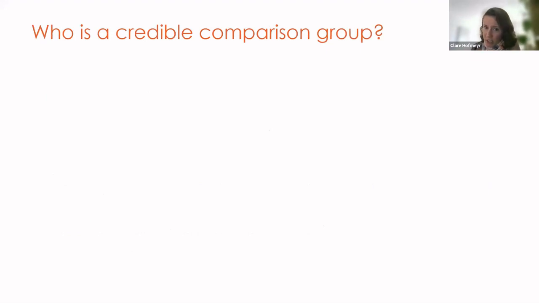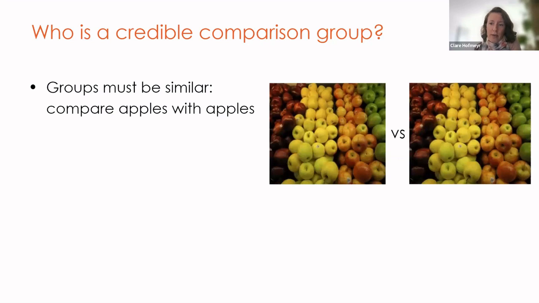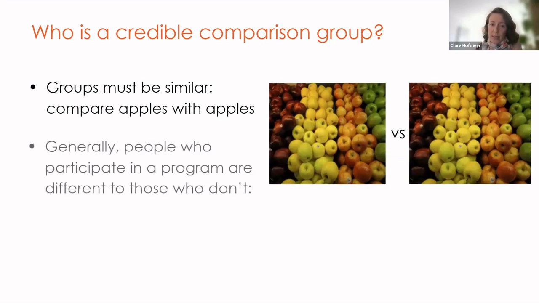So the critical objective of impact evaluation is to establish a credible comparison group, a group of individuals who, in the absence of the program, would have had outcomes similar to those who were exposed to the program. In other words, that old phrase, we want to compare apples with apples. However, in reality, it is generally the case that individuals who participate in a program and those who do not are different. So why is this?